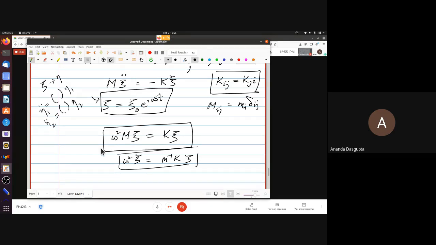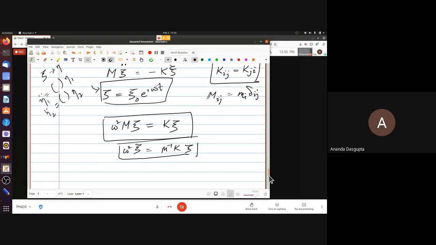But can anybody see why we don't really do that? We actually don't try to find the eigenfrequencies of m inverse k. Can anybody tell me why?